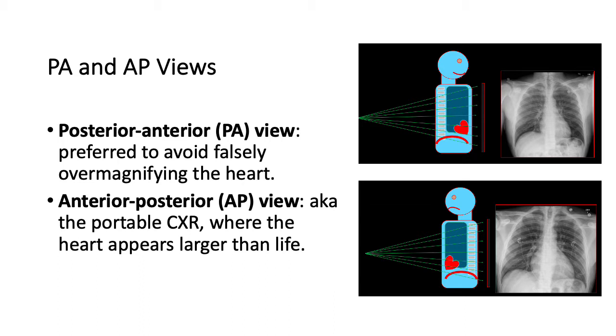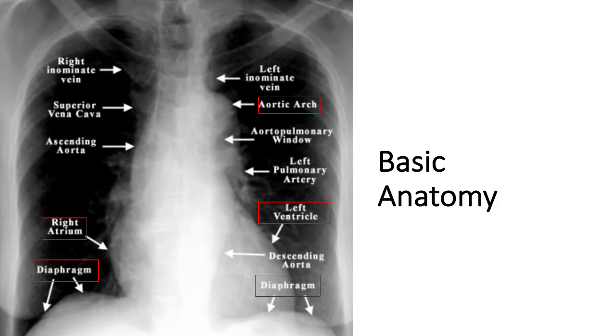The PA, or posterior anterior, film is obtained with the patient facing the detector, so the heart is further away from the X-ray emitting tube. This is the preferred view because it diminishes the effect of beam divergence and magnification of structures closer to the X-ray tube. The AP film is also known as the portable chest x-ray and typically is obtained for critically ill patients who can't stand upright. Because the heart is closer to the x-ray tube, there is magnification of the heart and widening of the mediastinum, which is just good to keep in mind when you're viewing an AP film.